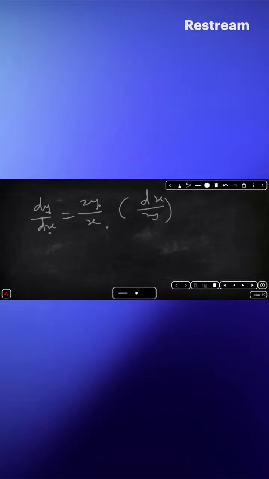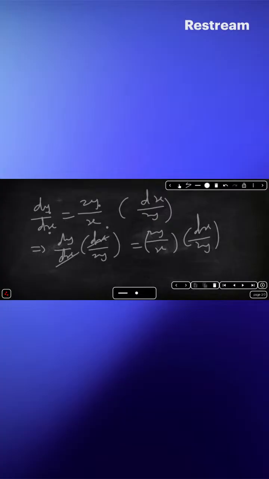Okay, so if you multiply both sides by x over 2y, then we are going to have dy over dx multiplied by x over 2y is equal to 2y over x multiplied by x over 2y. You can see the x is going to cancel the x, and then here 2y will cancel 2y. Then we are going to have dy over 2y, and then this will be equal to dx over x. So it's now easy to solve.